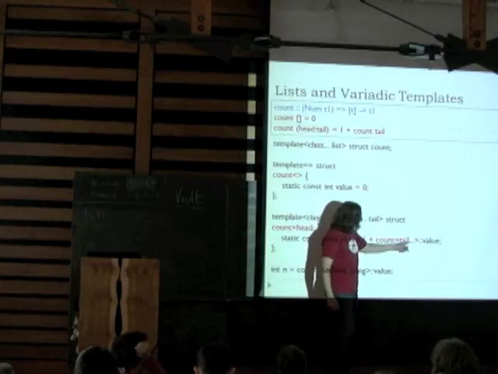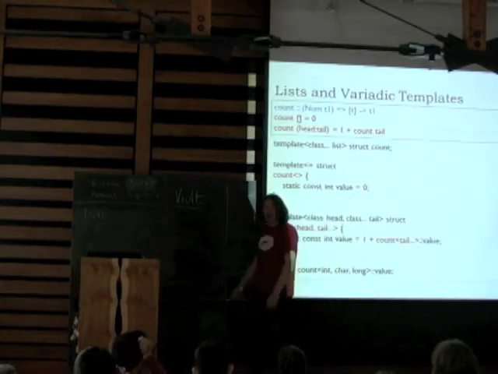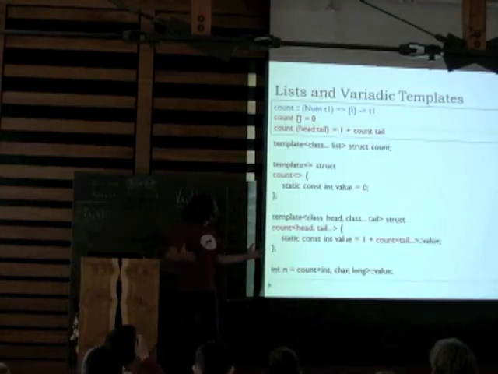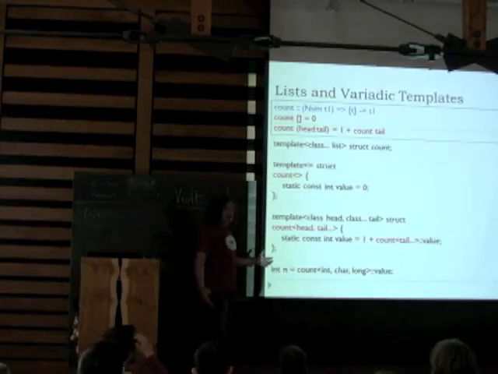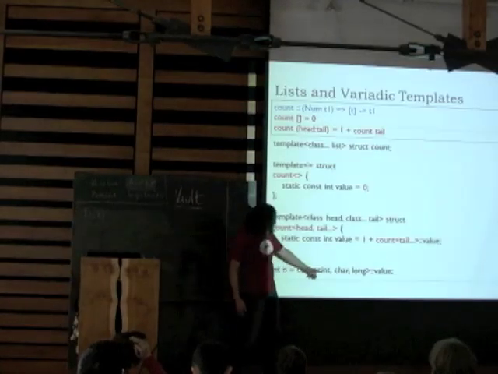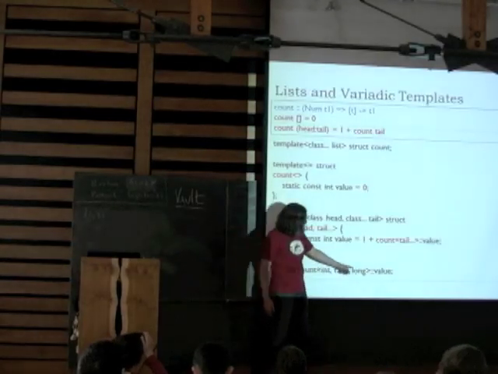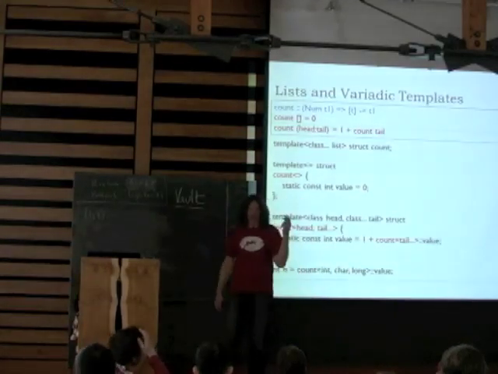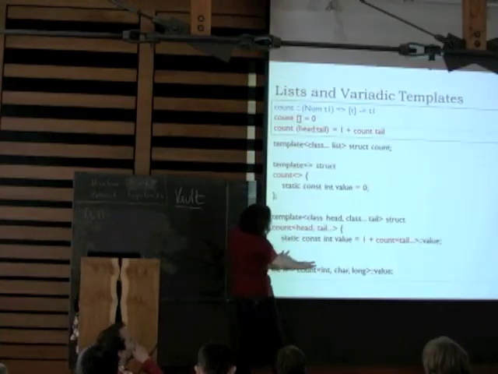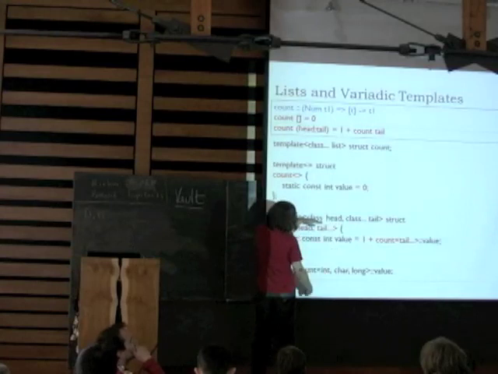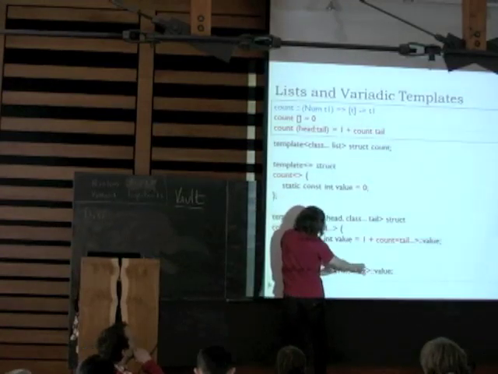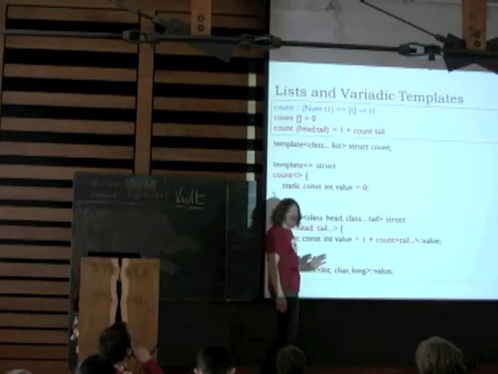The only thing you can do with it is you can expand it. And when you expand it, it becomes a variable number of types. Okay? Example, when I'm calling count on three arguments, int, char, long, it should return three, right? So first, this matches. Okay, so head becomes int, tail becomes an opaque object that internally has char and long, okay?